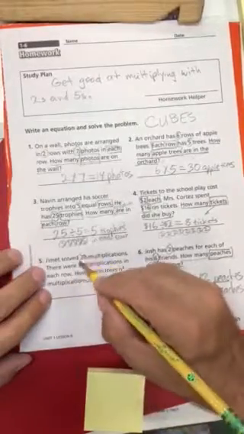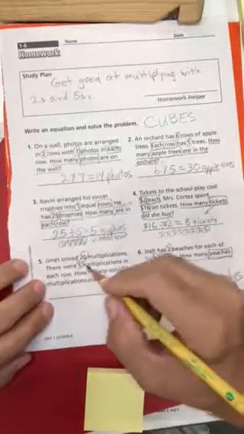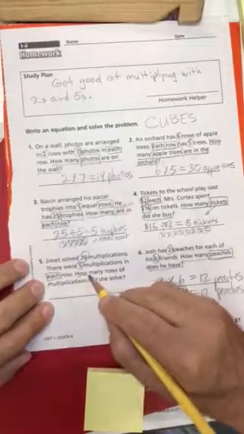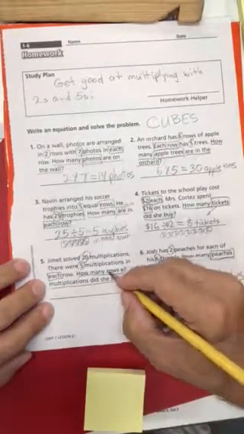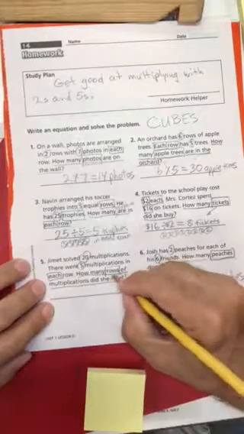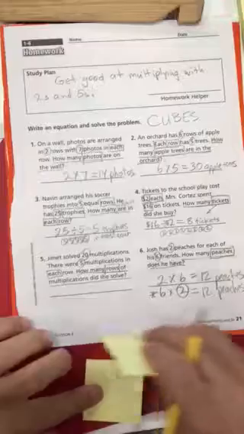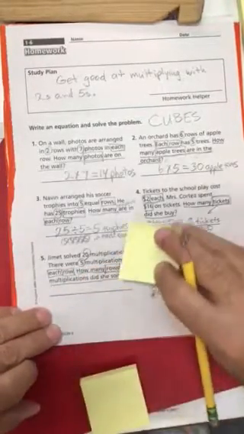Jimette solved 20 multiplications. There were 5 multiplications in each row. Each will tell us either divide or multiply. Question: how many rows of multiplications did she solve? Let's box in rows, because that's going to be our label. So we're going to box in rows because that tells us it's an array.